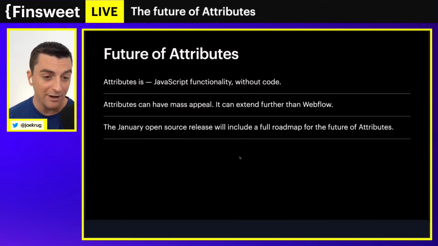Future of attributes. Attributes in its most simple form, it's JavaScript functionality without code. That's pretty flexible. This really can be implemented anywhere. And with the announcement earlier about CMS Element, we've made the move to not just focus on Webflow CMS. We have now given the ability to integrate any kind of web structure. As long as you follow a couple of guidelines, this can be used in any environment. So JavaScript functionality without code, mass appeal, love it.